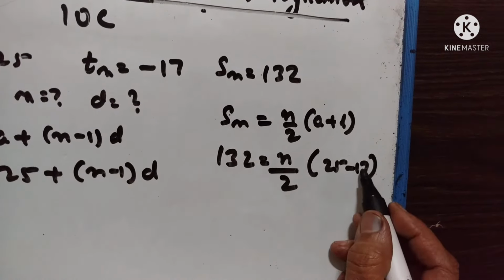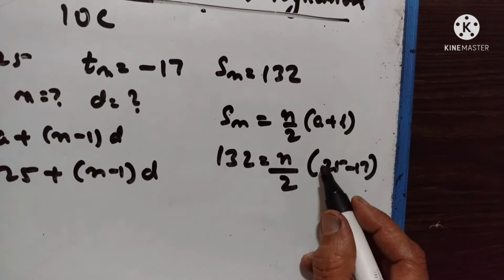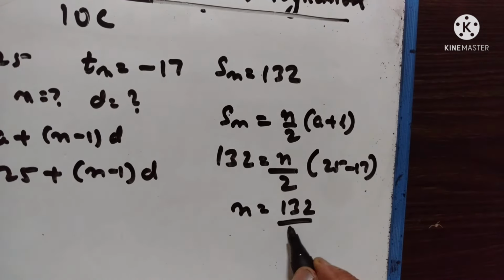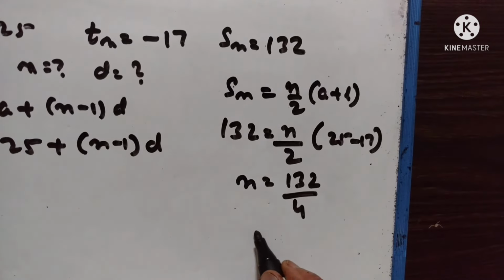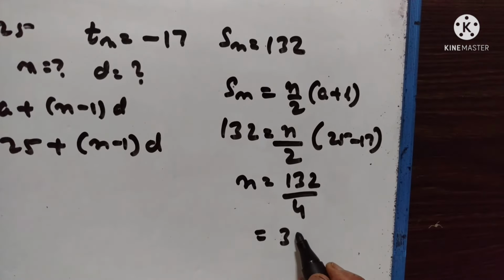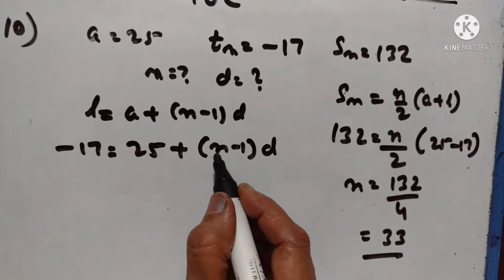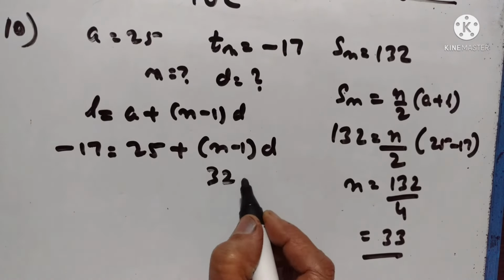25 minus 17 is equal to 8. 8 divided by 2 is equal to 4. So 4n is equal to 132. So n is equal to 132 divided by 4. 4 3s are 12. N is equal to 33. So n is equal to 33. 33 minus 1 is equal to 32.